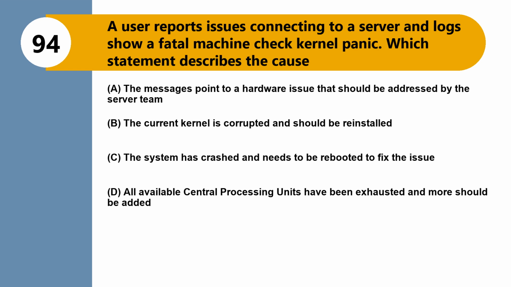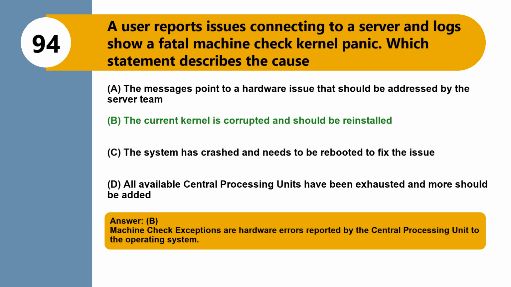Question 94. A user reports issues connecting to a server and logs show a fatal machine check kernel panic. Which statement describes the cause? Option A. The messages point to a hardware issue that should be addressed by the server team. Option B. The current kernel is corrupted and should be reinstalled. Option C. The system has crashed and needs to be rebooted to fix the issue. Option D. All available central processing units have been exhausted and more should be added. The correct answer is option B. The current kernel is corrupted and should be reinstalled. Machine check exceptions are hardware errors reported by the central processing unit to the operating system.